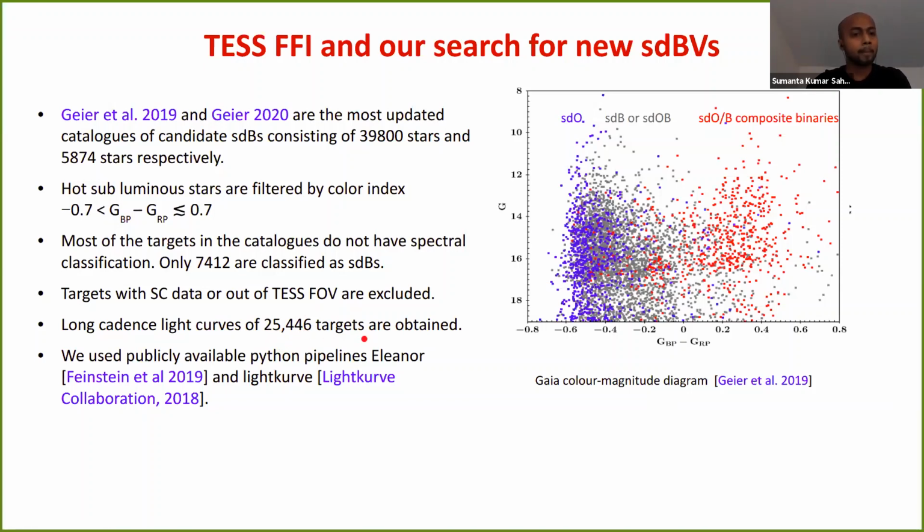around 25,446 targets, by using some publicly available Python tools like the Lightkurve package. After the extraction of these light curves, we calculated the amplitude spectra and manually inspected each light curve and amplitude spectrum to see if we find any variability in the star.